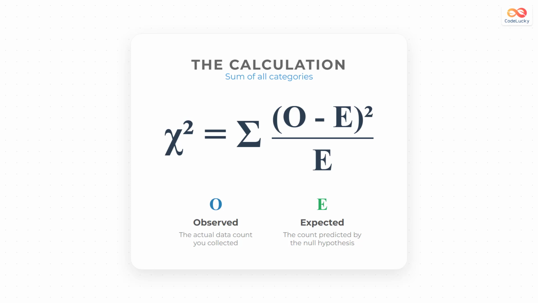Here is the formula that drives the distribution. It is the sum of the squared differences between observed and expected values divided by the expected value. O stands for observed, which is the data you collected. E stands for expected, which is the data predicted by your null hypothesis. We calculate this for every category and add them all up to get our chi-square statistic.